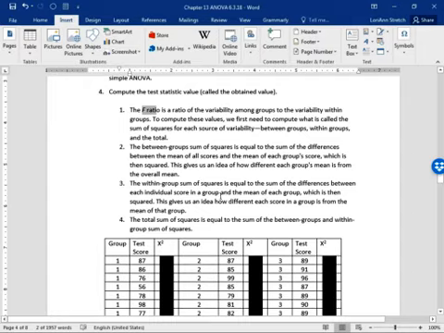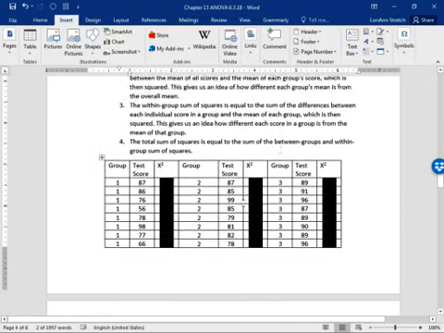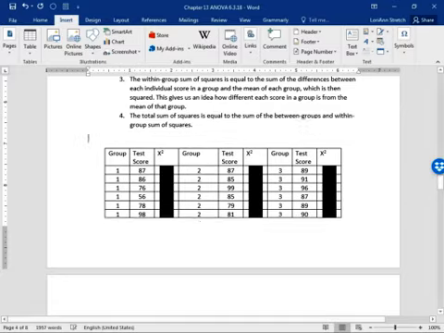The within group sum of squares is equal to the sum of the difference between each individual in the group and the mean of each group, which is then squared. And the total sum of squares is equal to the sum of the between groups and the within groups.